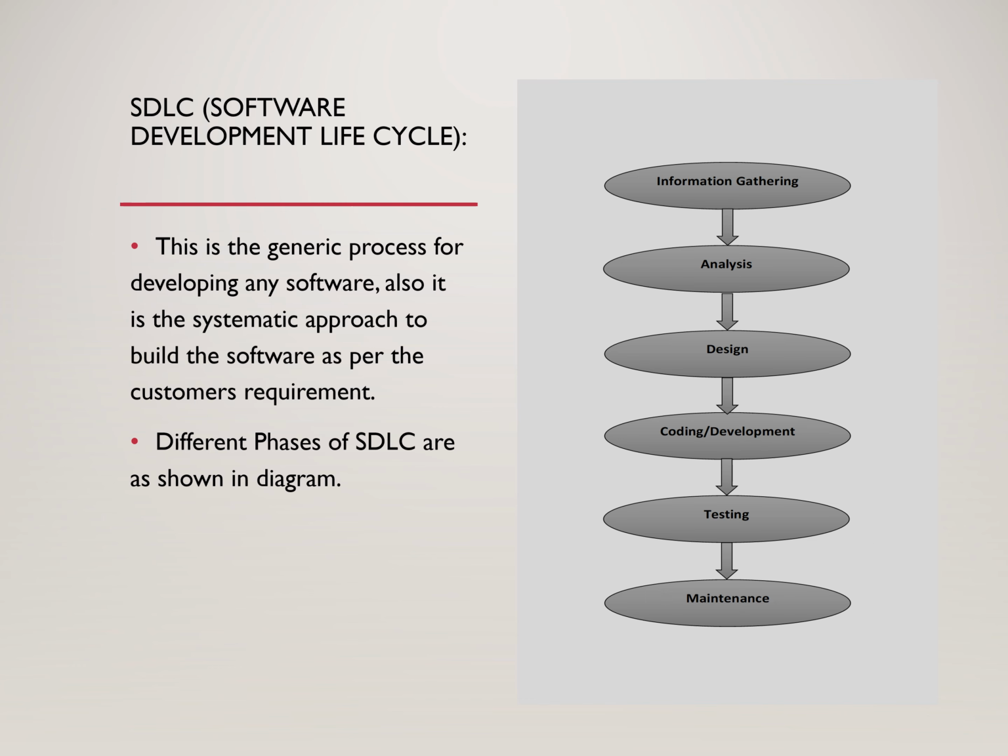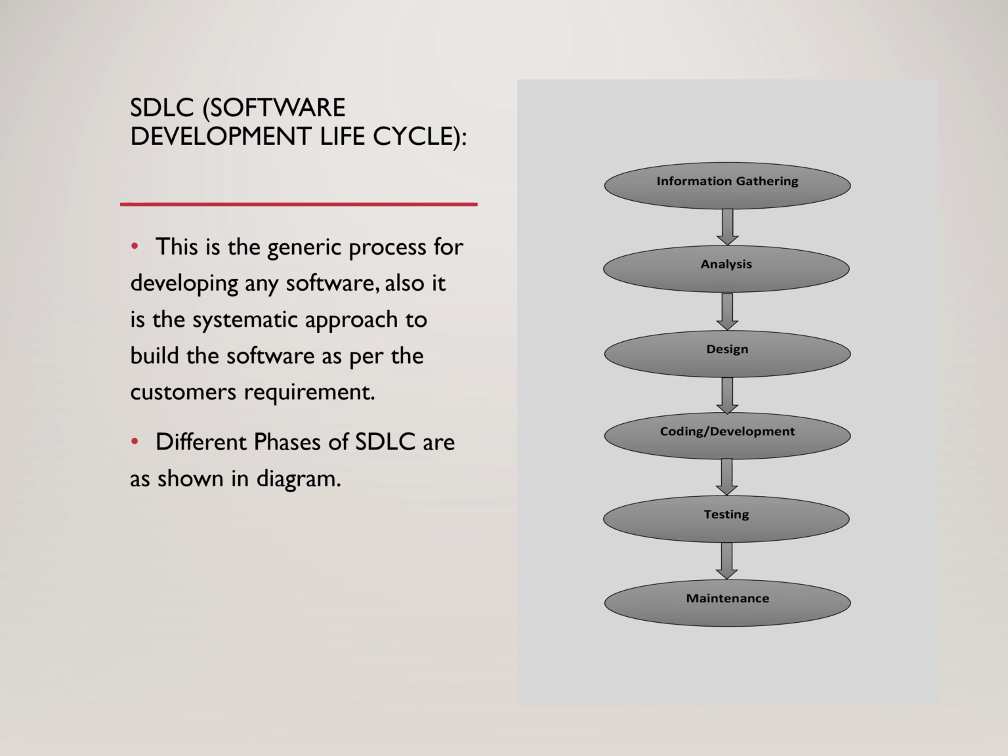Today's topic is SDLC. SDLC is nothing but software development life cycle. As we can see in the right side image, we are able to see the different phases of the SDLC. These are information gathering, analysis, design, coding or development, testing and maintenance. So this is the generic process for developing any software. Also, it is a systematic approach to build the software as per the customer requirement.